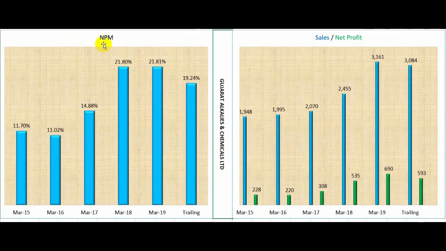Next, let's look at the net profit margin from March 15 till March 19. The company has been consistently increasing its net profit margin from March 15 till March 19. In March 19, it managed a very comfortable 21.8% NPM, which is an excellent figure. In March 19, the company's sales were 3,161 crores, against which the company's net profit was 690 crores. So that's a 21.8% NPM, which is a good value. Even in the recent 12 trailing months, the NPM is quite high at 19.24%.